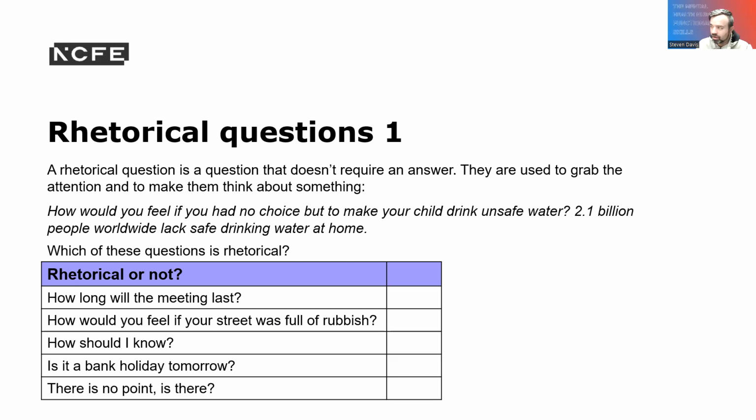Which of these questions are rhetorical? So, how long will the meeting last? Well, you kind of feel you've got to answer that one, so probably not. How would you feel if your street was full of rubbish? So, how should I know? Is it a bank holiday tomorrow? I think it's that one. There is no point, is there? So the others are rhetorical.